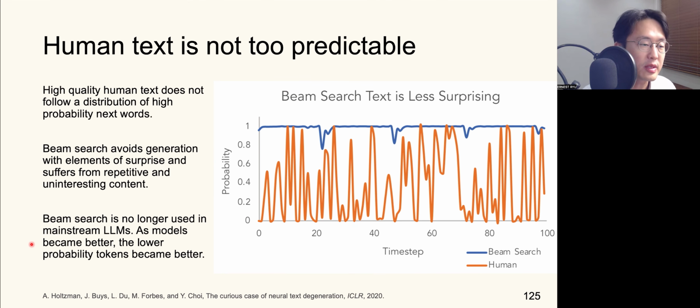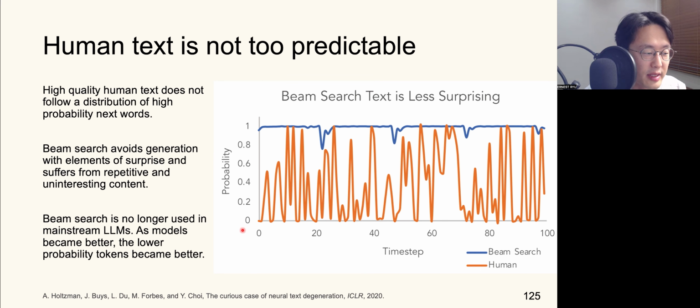Okay, so if we use greedy search or beam search, we will be avoiding low probability words. Now, is this the best way to sample text? Well, actually, no, because human text turns out to be not too predictable. High quality human text does not follow a distribution of high probability next words.